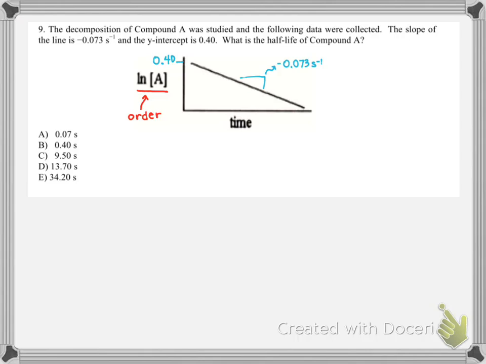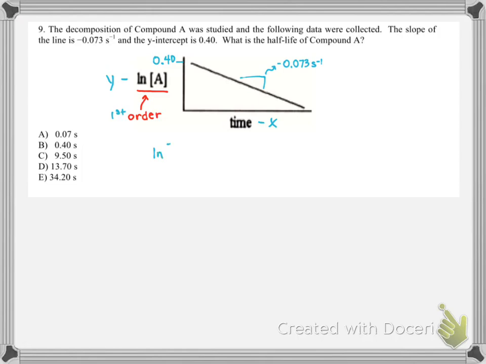So here we have a kinetics problem where they give us a plot, and we can use information from the plot to think about what's going on in this reaction. And so to figure out what order the plot is, we start by looking at the axes. So we have time on the x-axis and the natural log of A on the y-axis. And so the integrated rate law that has the natural log in it is going to be the first order integrated rate law. And so we can look at that equation to help us understand this plot.